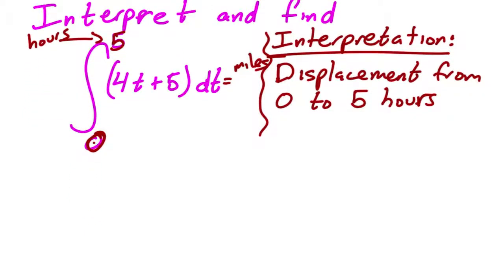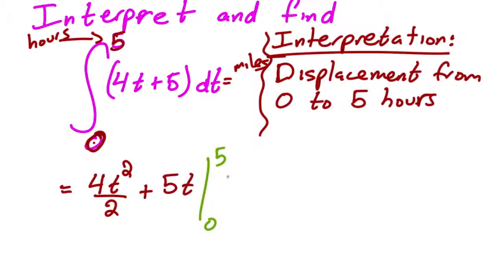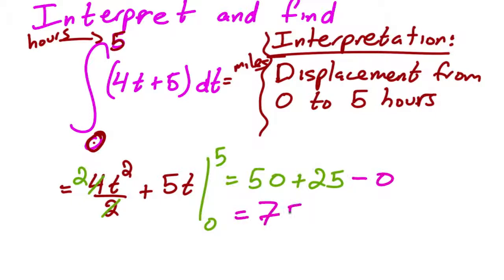Okay, so let's actually find it. So here we just use the fundamental theorem of calculus. 4t squared over 2 plus 5t from 0 to 5. And so then I plug in 5. I get 5 squared is 25 times 4 over 2. Let's just change that to 2. So 25 times 2, that's 50 plus 25. And then plug in 0, that's going to be just minus 0. So this is 75, and then 75 miles.